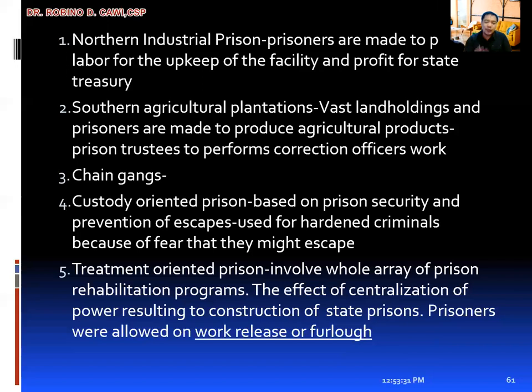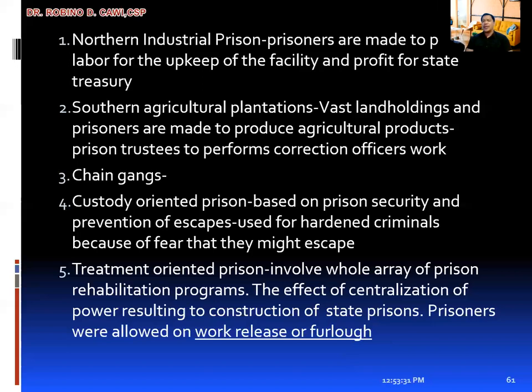And then, of course, we also have the so-called chain gangs. The term chain, in the Tagalog vernacular, is kadena. This means that a group of 5 prisoners are chained to one another, and then they are deployed on the streets to perform public works, such as the construction of roads and bridges, as well as the maintenance of these roads and bridges.